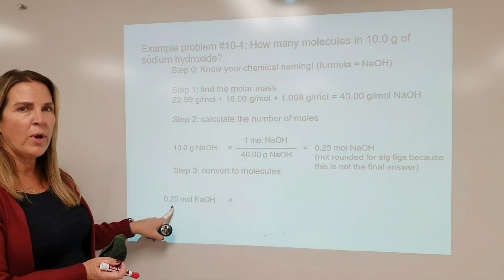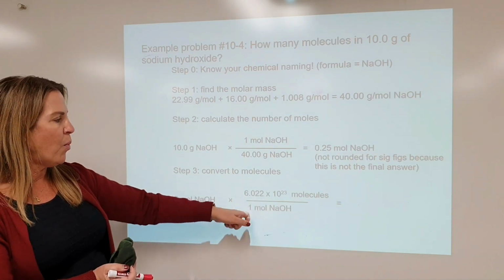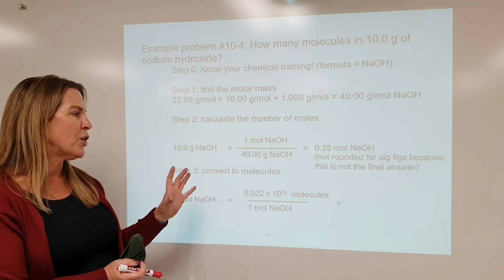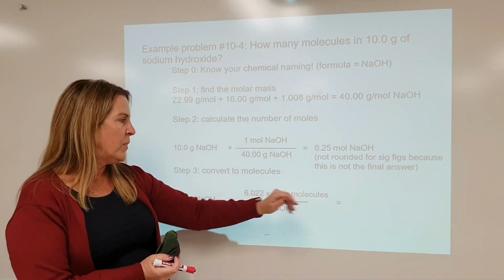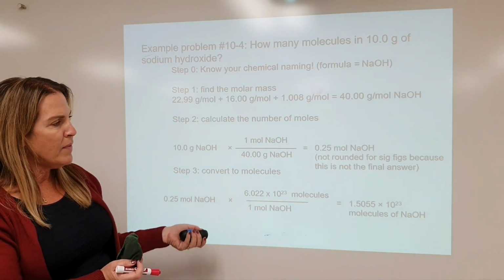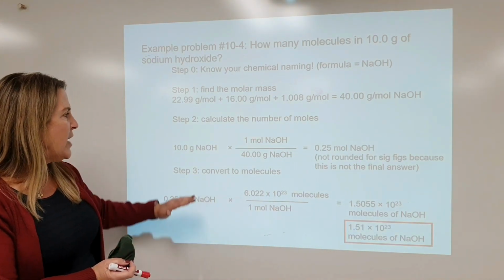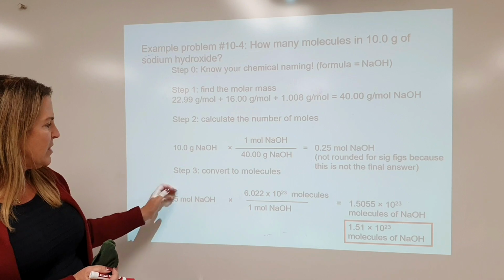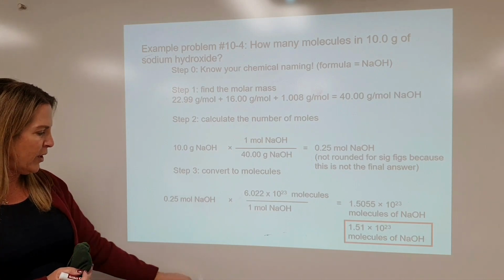So now we have 0.25 moles, and we're going to multiply by Avogadro's number. So Avogadro's number says that 1 mole of sodium hydroxide is equal to 6.022 times 10 to the 23rd things. And things in this equation are molecules. So the number of things is molecules, and we get that answer, 1.5055 times 10 to the 23rd molecules of sodium hydroxide. Now take a look. We started with 3 sig figs. We have 4. That one doesn't really count because it was unrounded, and we end up with 3 significant figures. Okay?